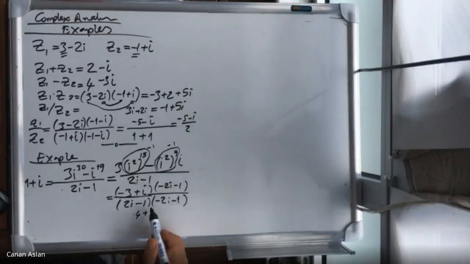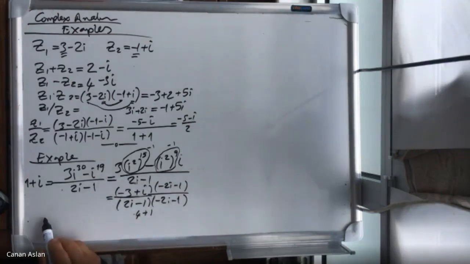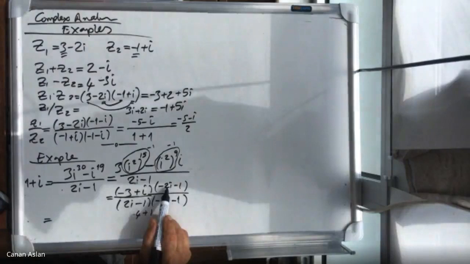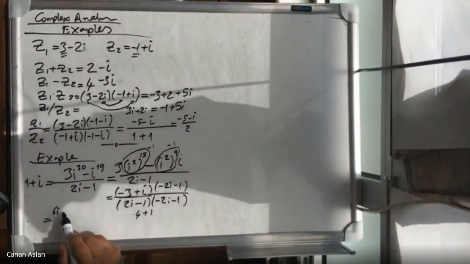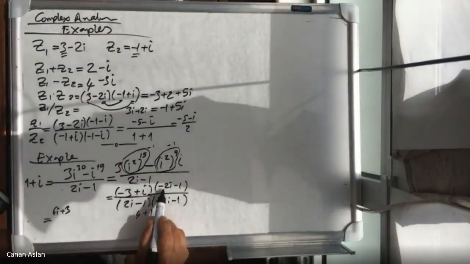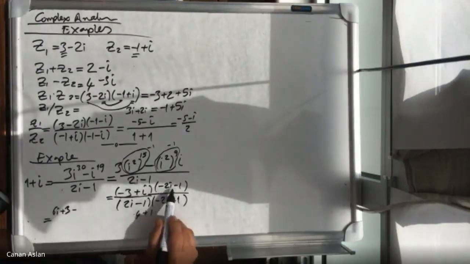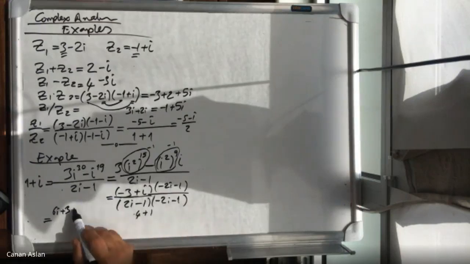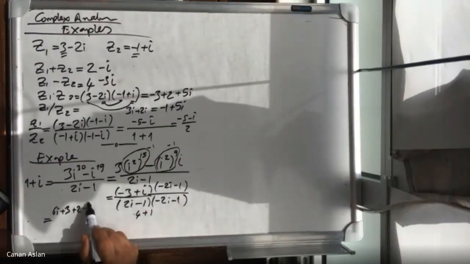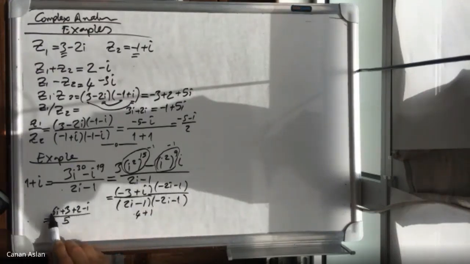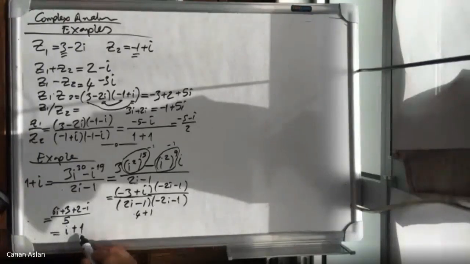This is equal to now minus 3 times 2i is 6i. This times that is plus 3. Now this is minus 2i squared, but it's plus 2. Now it's 5 again, 5 will be canceling the denominator. And then the last term is minus i, divided by 5. As you see, this is 5 plus 5i divided by 5, which is just 1 plus i.